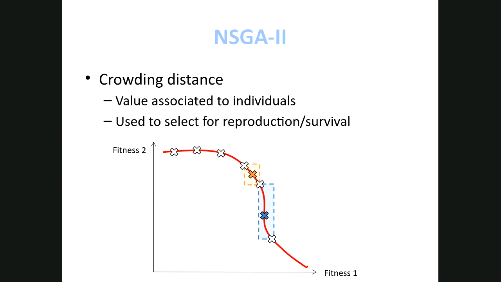And NSGA2 implements a clever idea called the crowding distance. And the crowding distance works like this. In order to compute the crowding distance for the orange point, you look at the two closest solutions in the objective space, and you basically draw a rectangle around it, and you evaluate the area of the rectangle. And then you do the same for the other point.